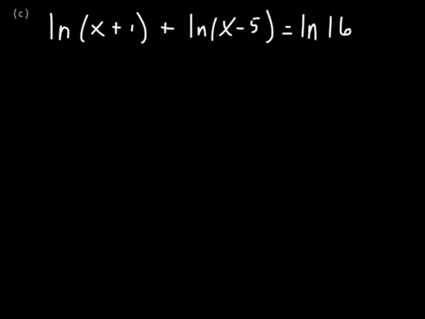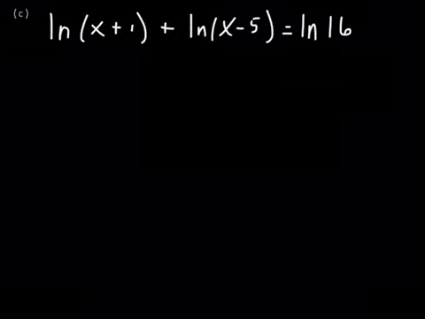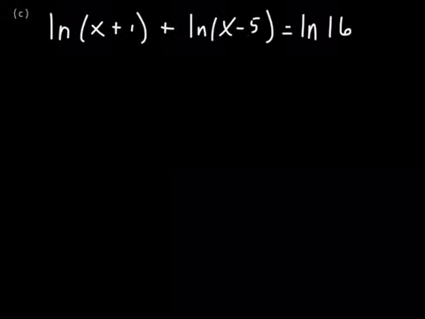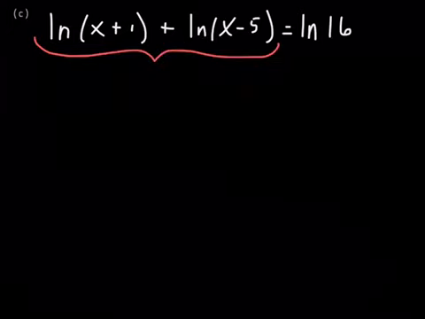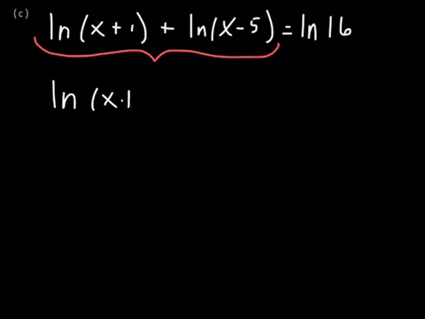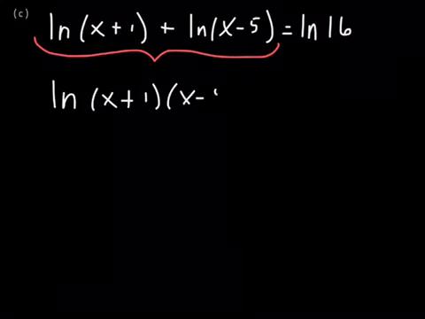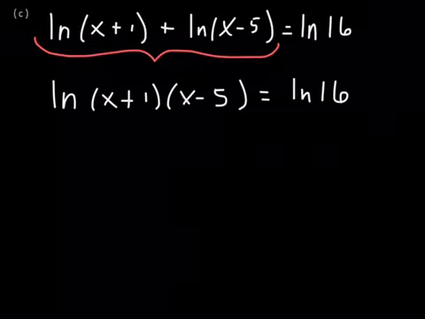Okay? So what we're going to do instead is I am going to challenge you to use the product rule from the previous lesson to rewrite this sum of logs here as a single logarithm. The product rule says that this would be the natural log of x plus 1 times x minus 5 is equal to the natural log of 16. So using the product rule, now you can see we have only one logarithm set equal to another log. And of course their bases are the same. They're both natural logs, right?